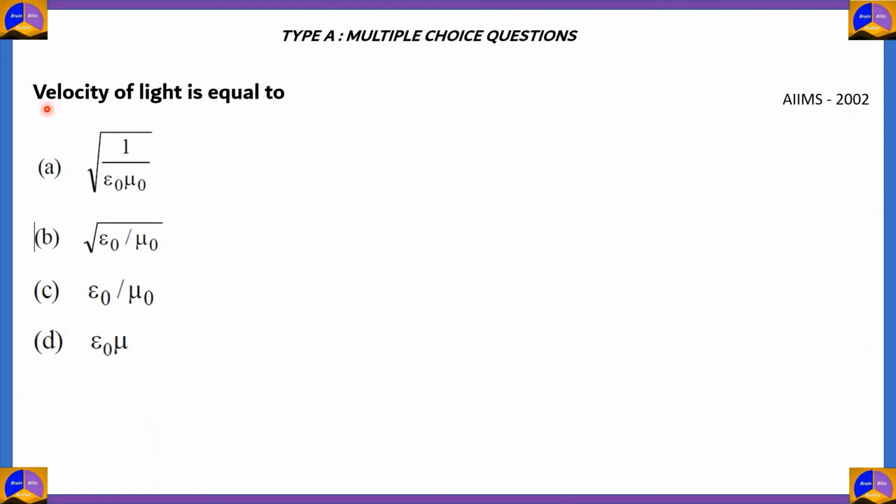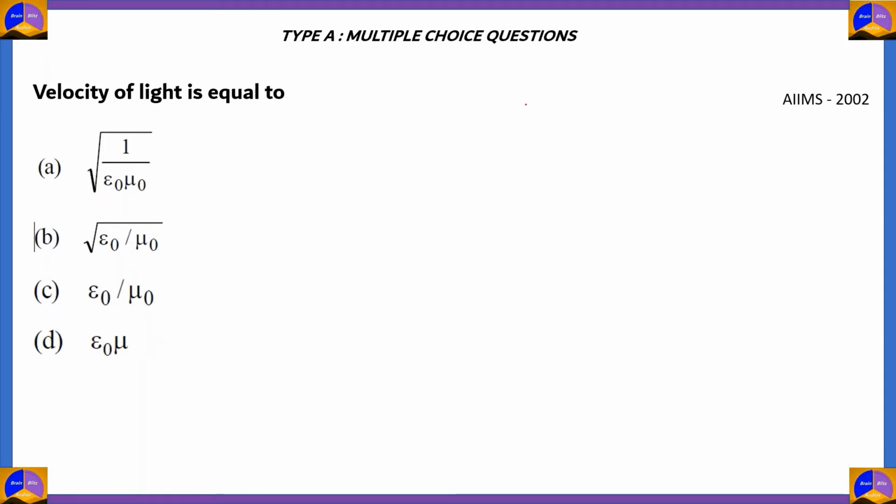Here is our first question. The velocity of light is equal to root of 1 by epsilon naught mu naught, 1 by epsilon naught mu naught, root of epsilon naught by mu naught, epsilon naught by mu naught, or epsilon naught into mu naught. So let's look at this question.